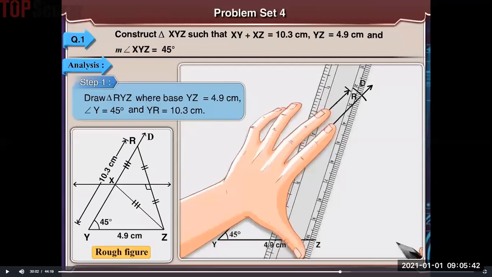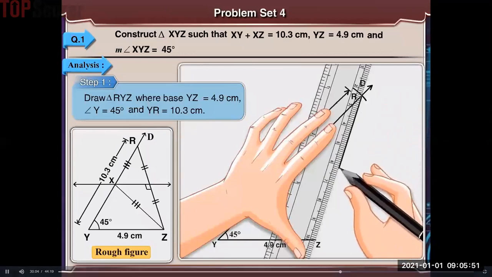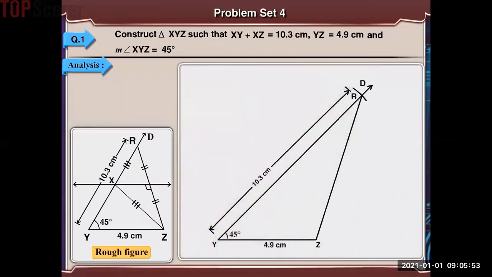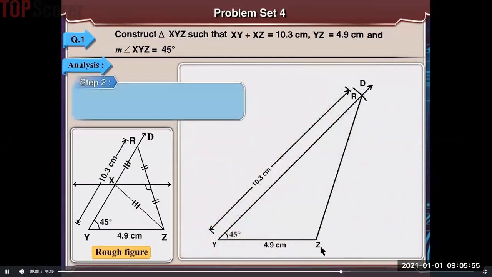And then we have to join that R to Z. Okay, so we join R to Z, and once you join that, we need to bisect it. So there you can see they have joined R to Z. Draw the perpendicular bisector of segment ZR and allow it to meet segment YR. Now we are going to draw the perpendicular bisector to ZR, correct?